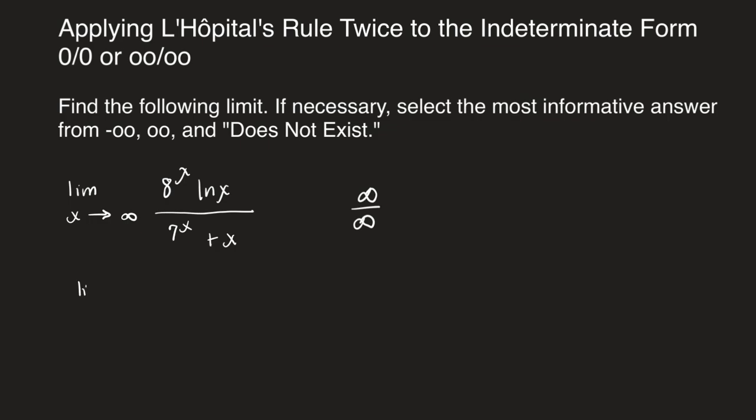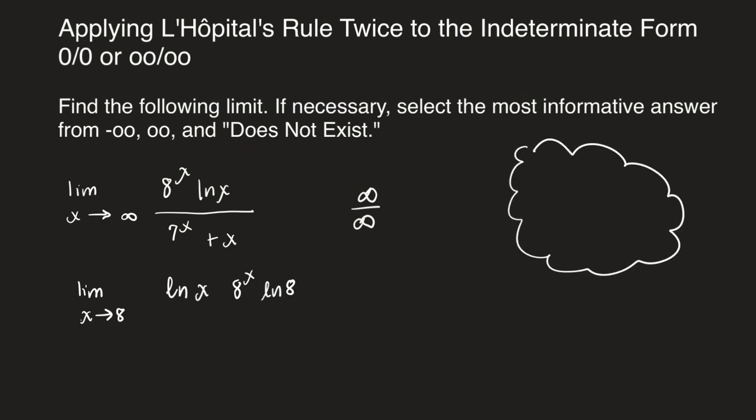So we have the limit as x approaches infinity of the derivative of the numerator, which is a product. So I'm going to take the second factor, which is ln of x, and I'm going to multiply it times the derivative of the first, which is 8 to the x ln of 8. And I'll do that in a little thought cloud.